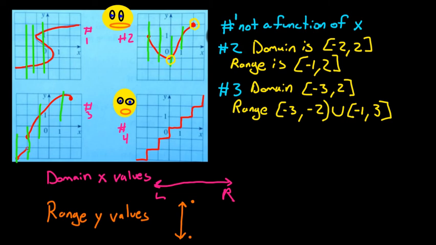Okay, and then number 4, we do the vertical line test, and we go, we're good when we go like this, but when you go through here, you're going to go through multiple points, which means it does not pass the vertical line test. So, number 4, not a function of x. And I hope that helps with showing whether or not it's a function and showing you the domain and range.